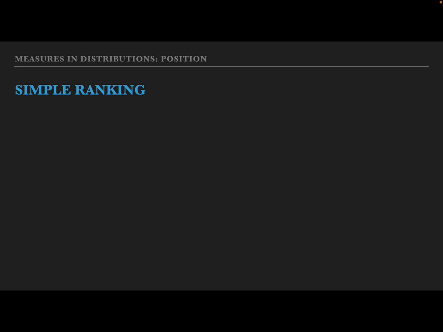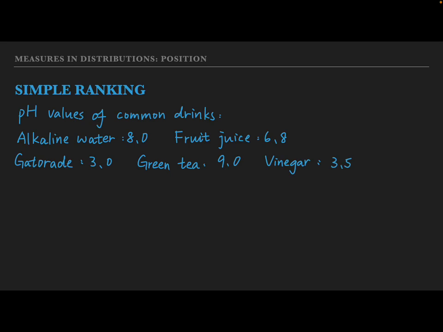Simple ranking is an easy concept. All we need to do is to arrange the elements according to some statistical characteristics and note the position in that arranged order where a particular value falls. For example, here we have some pH values of some common drinks, and we want to know how acidic is fruit juice compared to the other drinks in this group. So we arrange the data according to the pH values, and we can conclude that fruit juice ranked the third acidic drink among these common drinks.